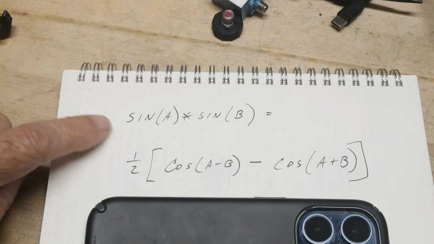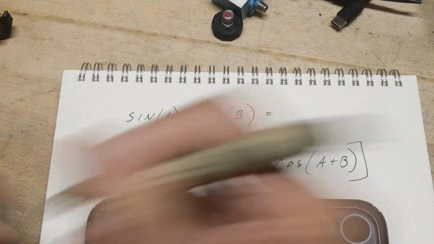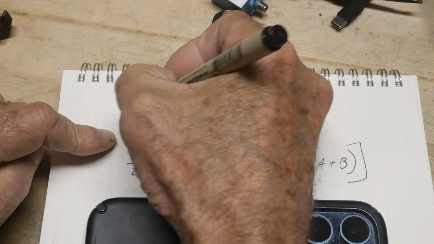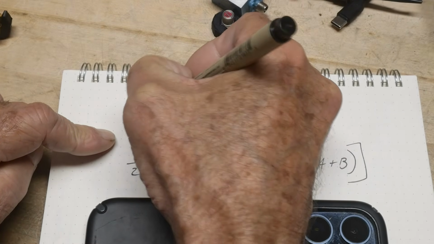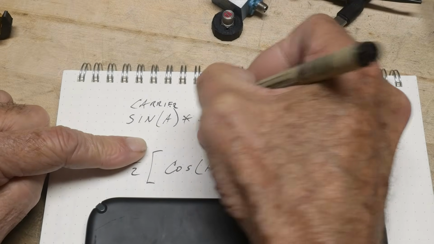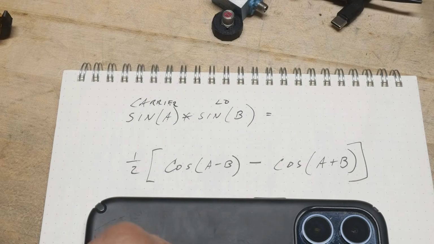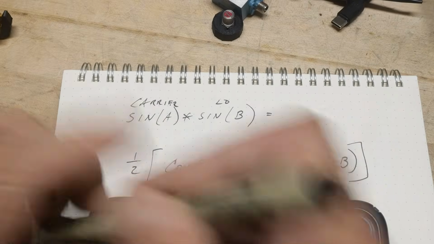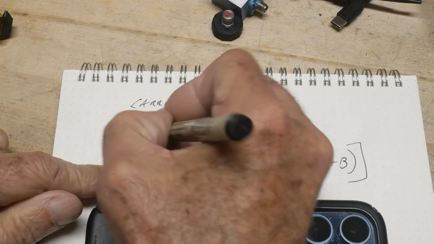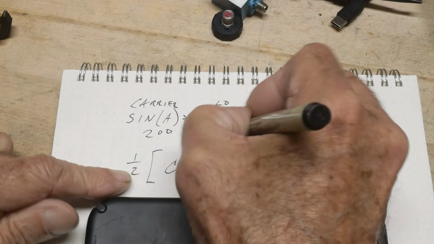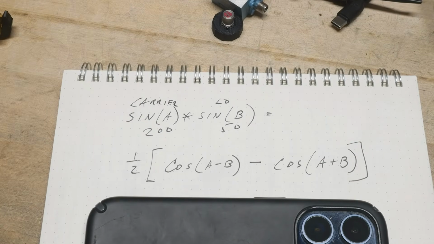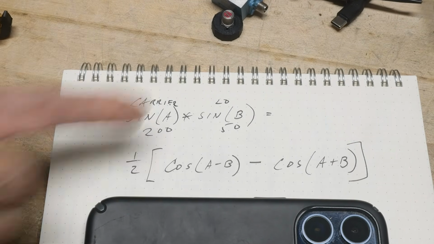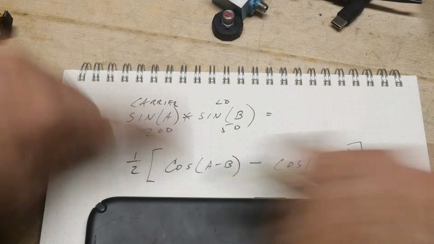Okay, now I'm gonna take my sine wave, my carrier, okay? So let's say this is my carrier, and this is my LO, okay? And so I've got this sine wave, 200 megahertz, and this one is 50, all right? There we go. All right, so what are you gonna do when you multiply these together? Are you gonna do this weird thing? Well, let's multiply them together.